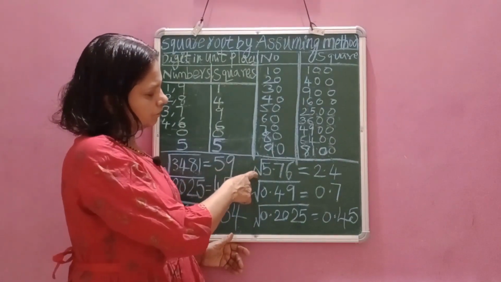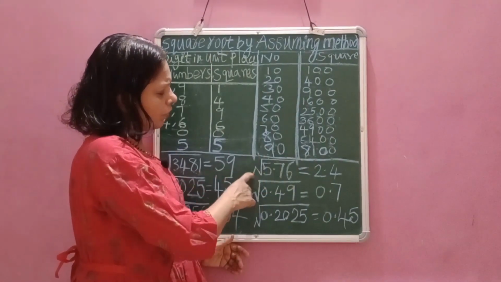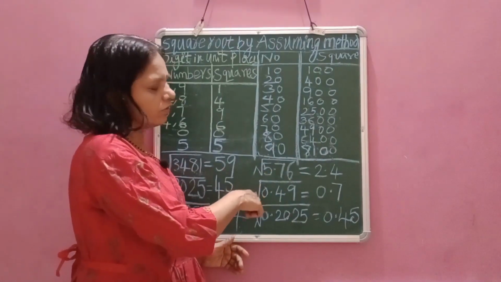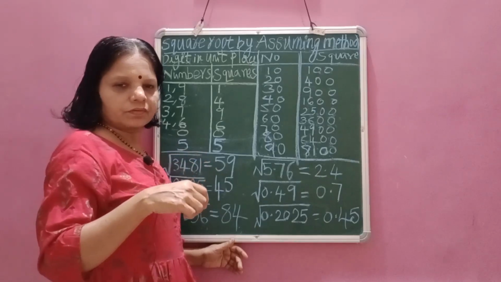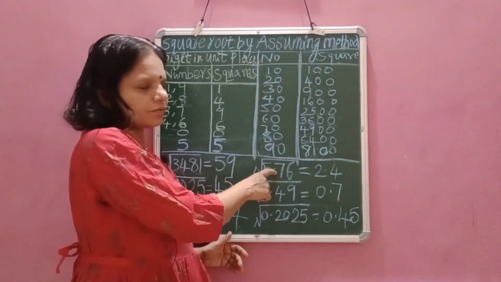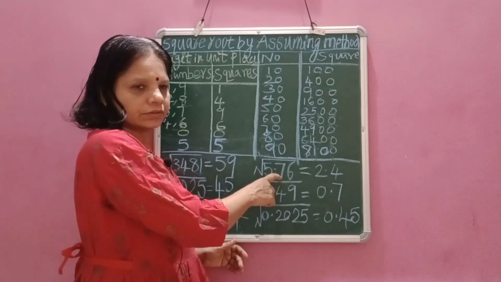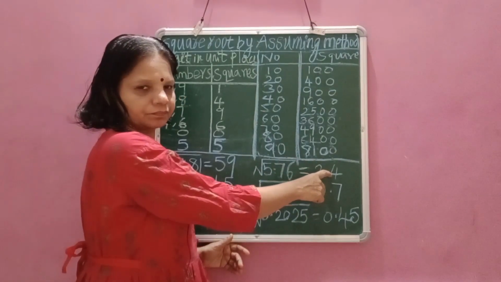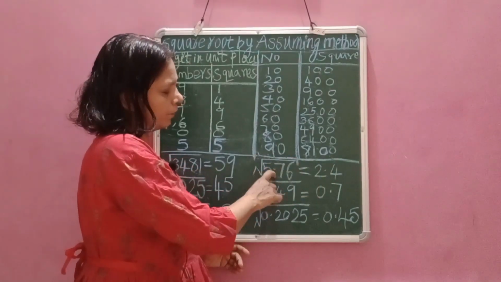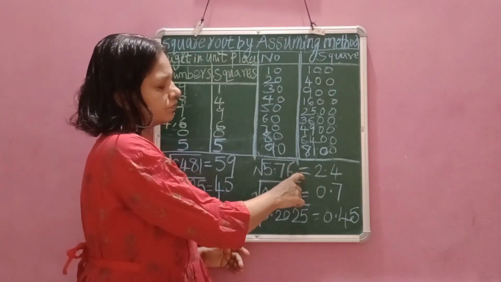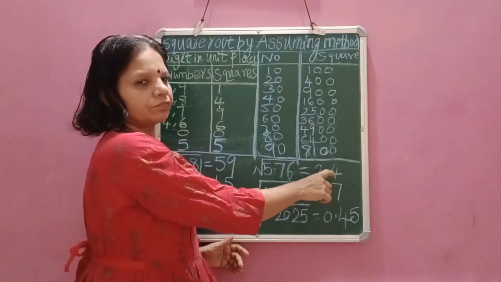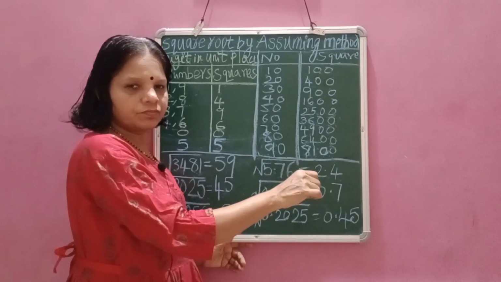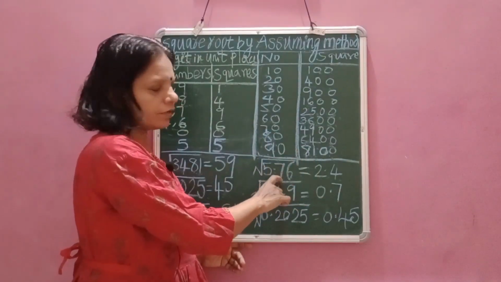See this example, square root of 5.76. You know that the square root of 576 is 24. So, where do I put the decimal point? Before two digits. So in the root, before one digit. So the square root of 5.76 is 2.4. When you multiply 24 into 24, you will get 576.